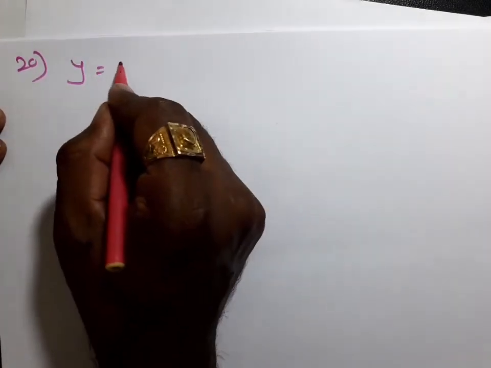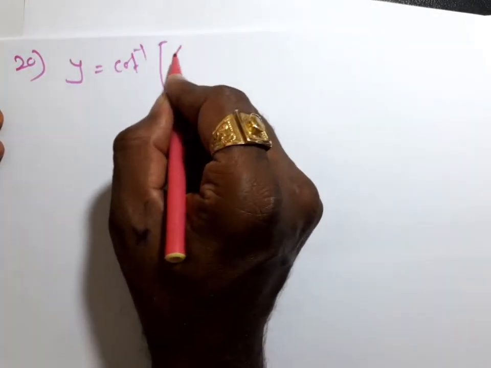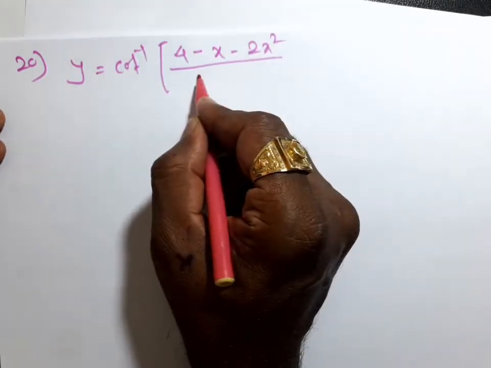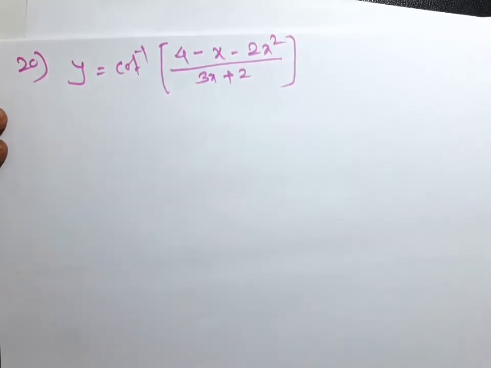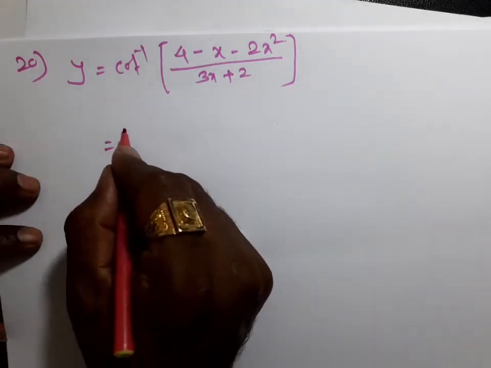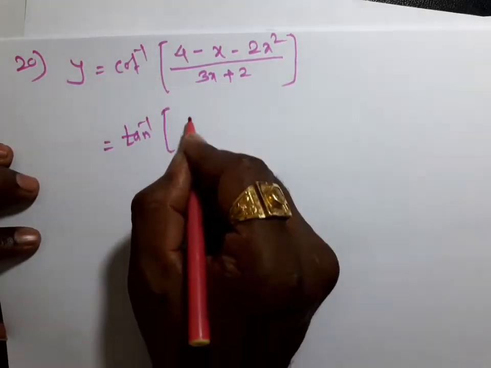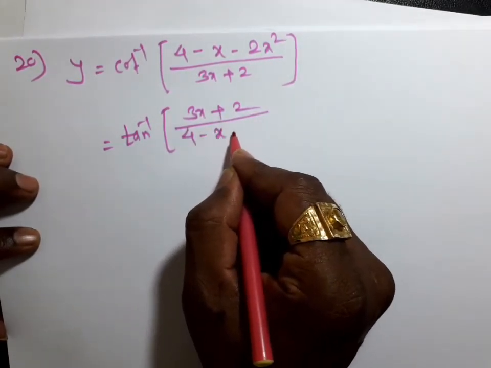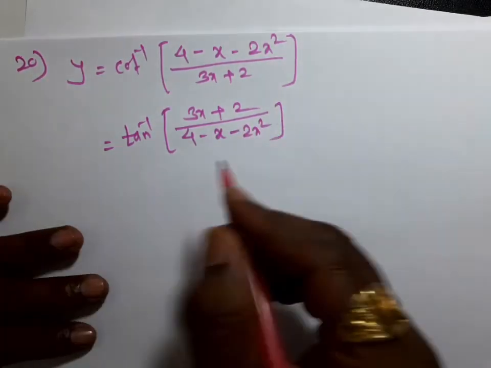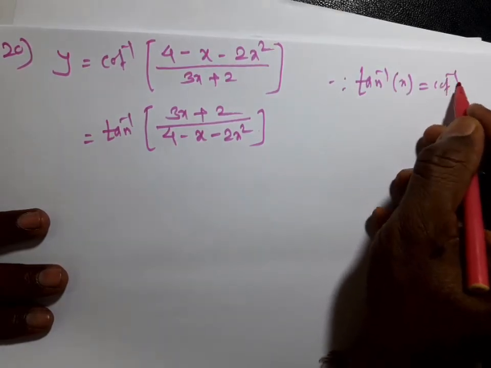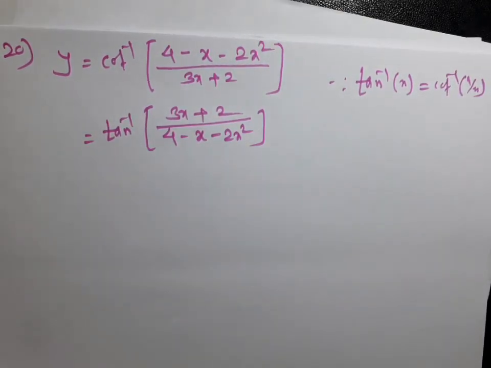And the example number 20, y is equal to cot inverse (4 minus x minus 2x square) upon (3x plus 2). You know that we have the formula on tan only. So convert this into tan, that is (3x plus 2) upon (4 minus x minus 2x square), because tan inverse of x is cot inverse of 1 upon x.